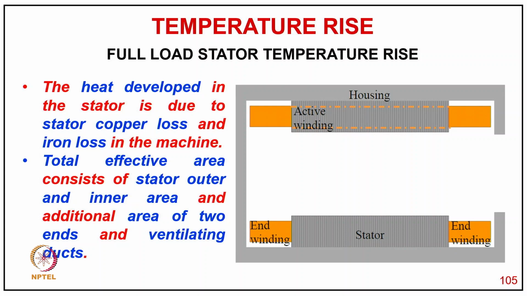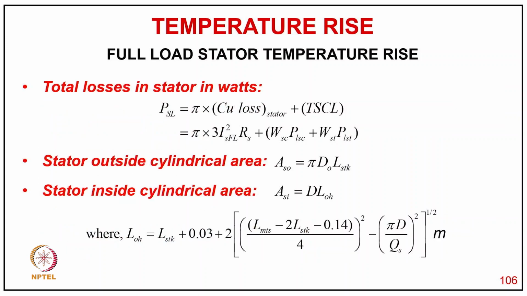The heat developed in the stator is due to the stator copper loss and the iron loss in the machine, and the total effective area consists of the stator outer and inner area, the stator area of the two ends, and the ventilating duct. So the total losses in the stator in watts will be PSL, equal to the copper loss plus the no load core losses. That is equal to 3 ISFL square RS, and in bracket WSC into PLS plus WST PLST, the two parts of the core losses for the stator core and stator teeth.